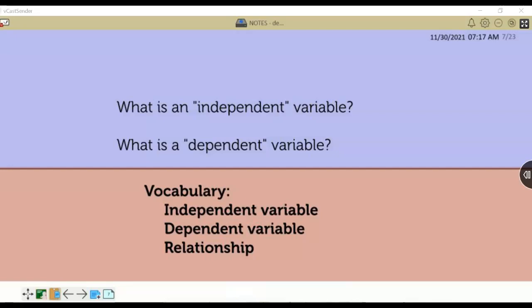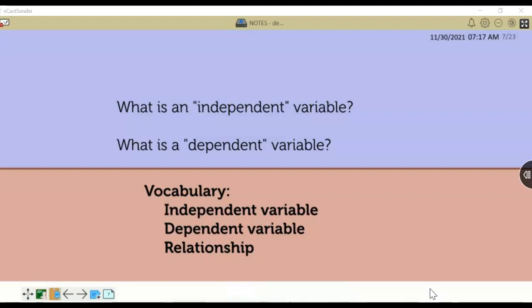I want to go over a quick video that talks about independent and dependent variables and how to identify them when we're looking at a situation or we're looking at an equation. So let's take a look at some of our vocabulary. We're going to be using independent and dependent variable quite a bit, and also we're going to talk about relationships because these are all about relationships.